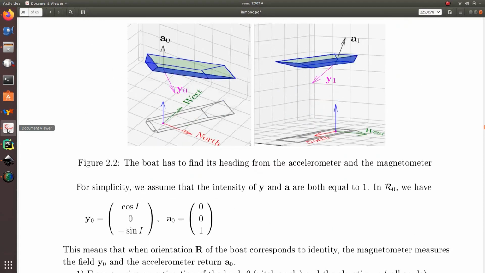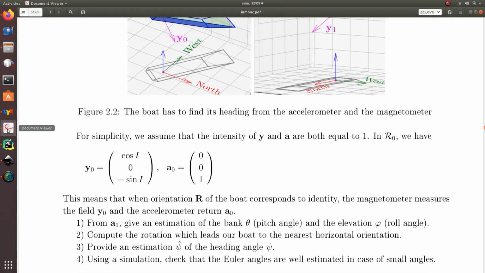Okay. So, question number 1. From A1, we have to provide an estimation of the pitch angle, or the bank, theta, and the elevation, so the roll angle, phi.